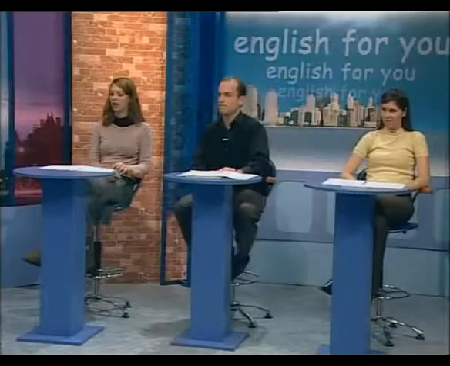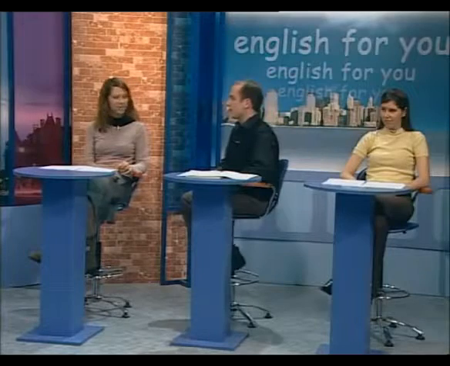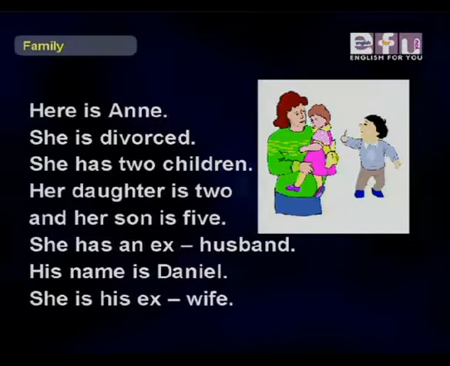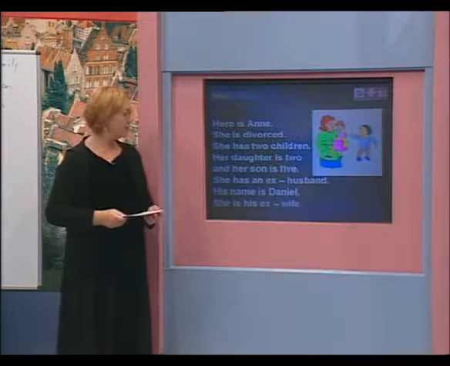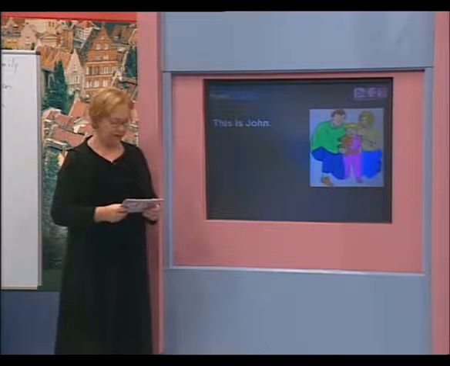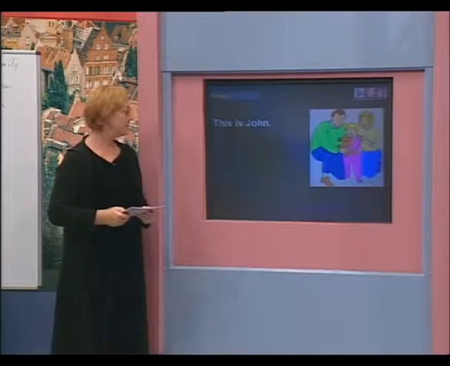So Lisa, you start. You ask Ali. Okay. Ali, who is that? That is Anne. Is Anne married? No, she isn't. Who are they? Those are her children. How old are they? They are 2 and 5. Is she married? No, she isn't. She has an ex-husband. What is his name? His name is Daniel. Okay. Very good.